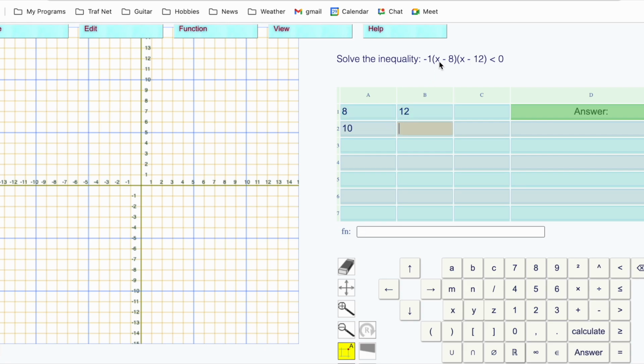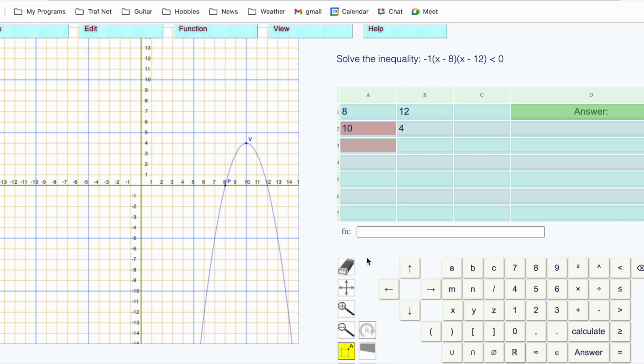Then the k, I'm going to feed it into this equation, is -1 times (the x value take away the 8) times (the x value take away 12), for 10, 4. This is opening down. It's going to look something like this. And we know the zeros. The zeros are 8 and 12. So if I put that through 8, that should go through 12.